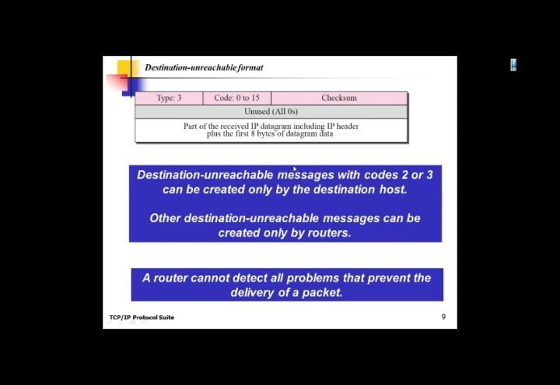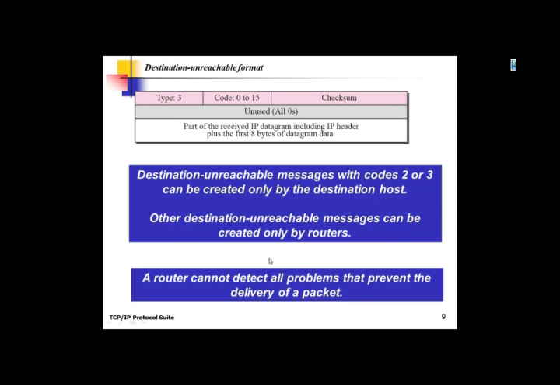As I told you, because of having some error, the packets are being discarded either by the router or by the destination itself. There are two possible cases when the packet is discarded by the destination, meaning the packet is able to reach the destination, but the destination is going to discard this packet for two reasons, and these two reasons are referred to by code 2 and code 3. All other reasons are taken care of by the routers, meaning all other errors actually occur at the routers, and routers are going to create an ICMP packet and send it back to the sender.